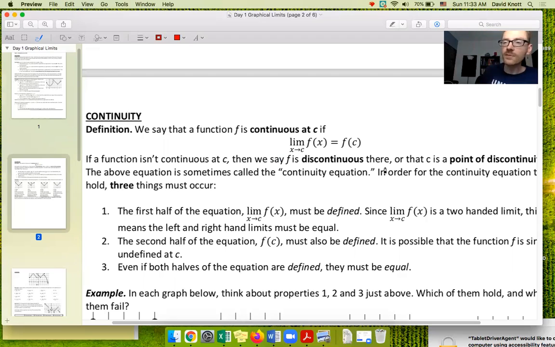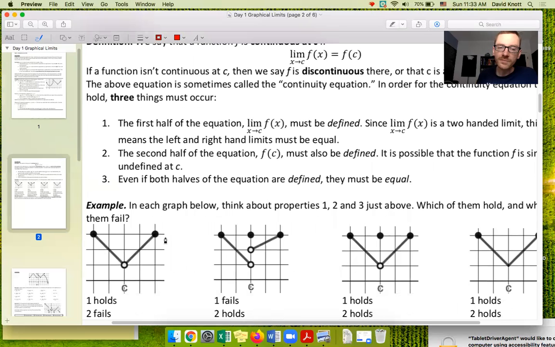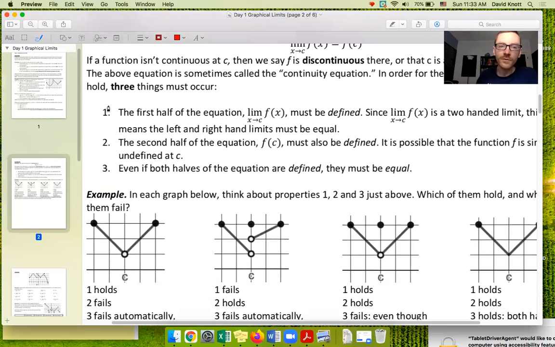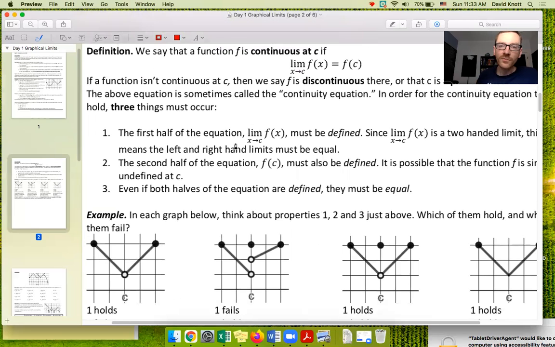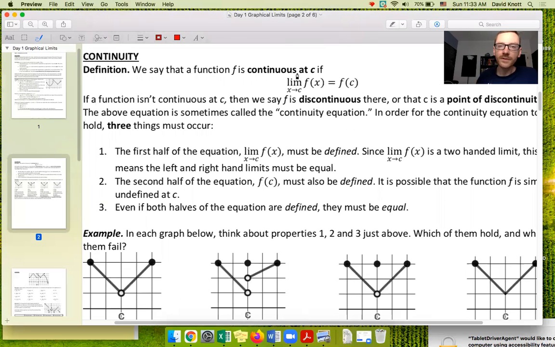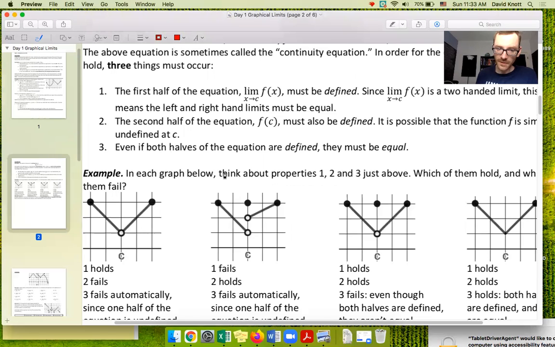Okay, so we're going to look through some examples and really see why that is. I've numbered these three things that hold. Property 1, the first thing that needs to happen, is that this guy is defined. Property 2 is that this guy needs to be defined. And property 3 is that even if both sides are defined, they actually need to be equal to each other. So let's look at what happens in the following examples.